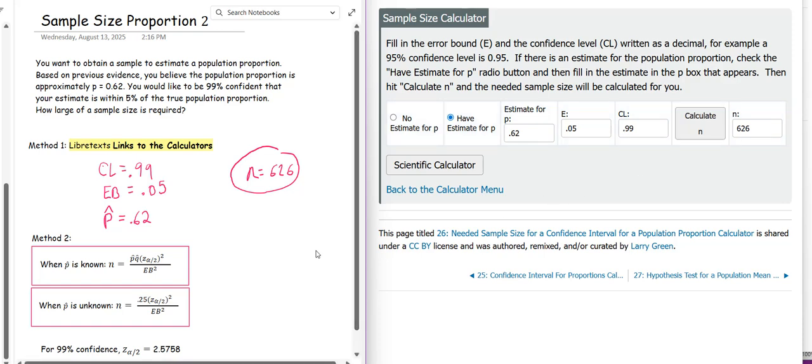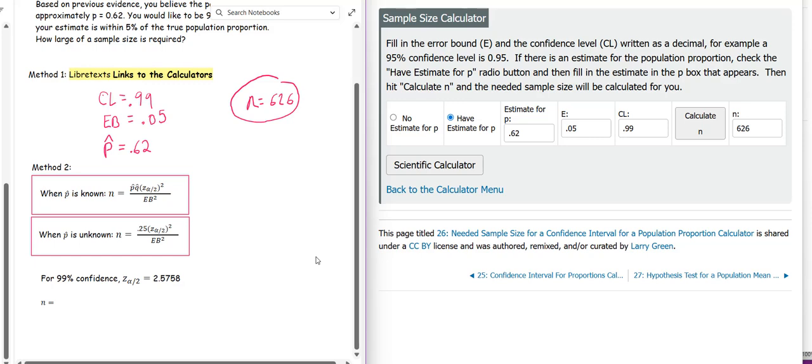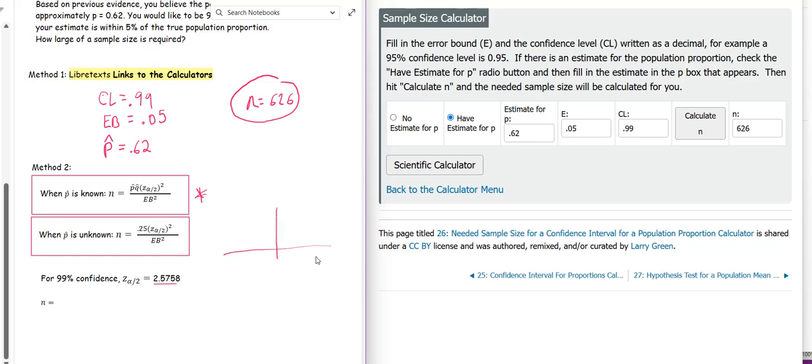Now, if you want to use formulas to do this problem, there are two formulas for sample size. One is when you have an estimate for p, so you have a p hat, and one is when you don't. In this case, we have a p hat, so we would use this formula here. And for a 99% confidence interval, z sub alpha over 2 is 2.5758.